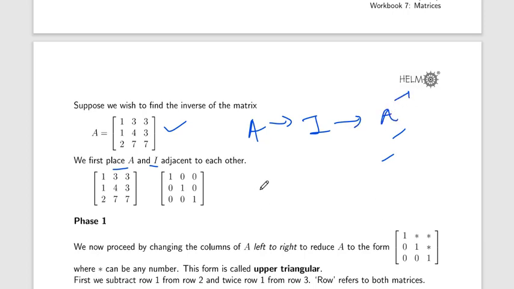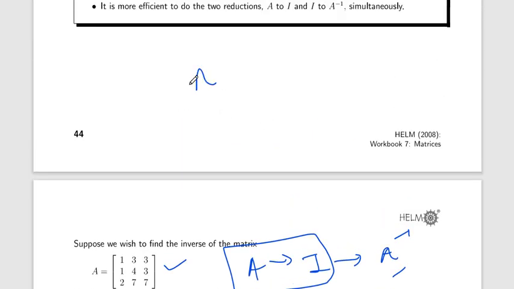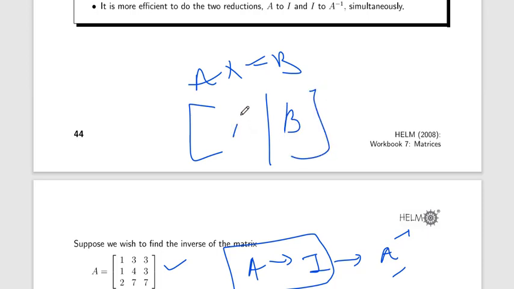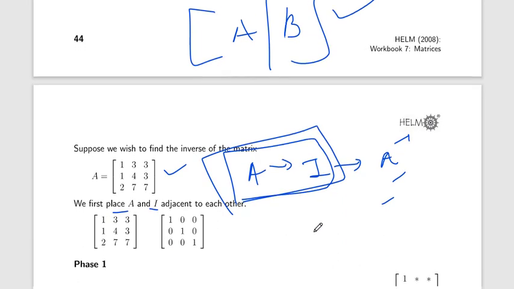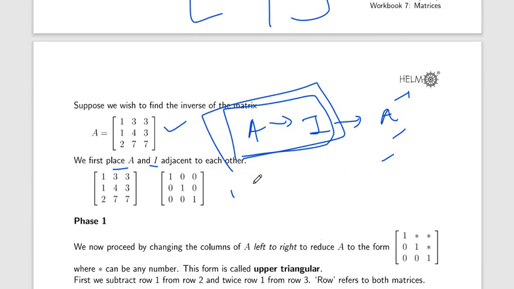Okay, so we will make an augmented matrix. You already know the augmented matrix. What is an augmented matrix? Like Ax is equal to B, then we make the A matrix and here B. Okay, this is the augmented matrix. So we will also make an augmented matrix with I: this is A and this is I.